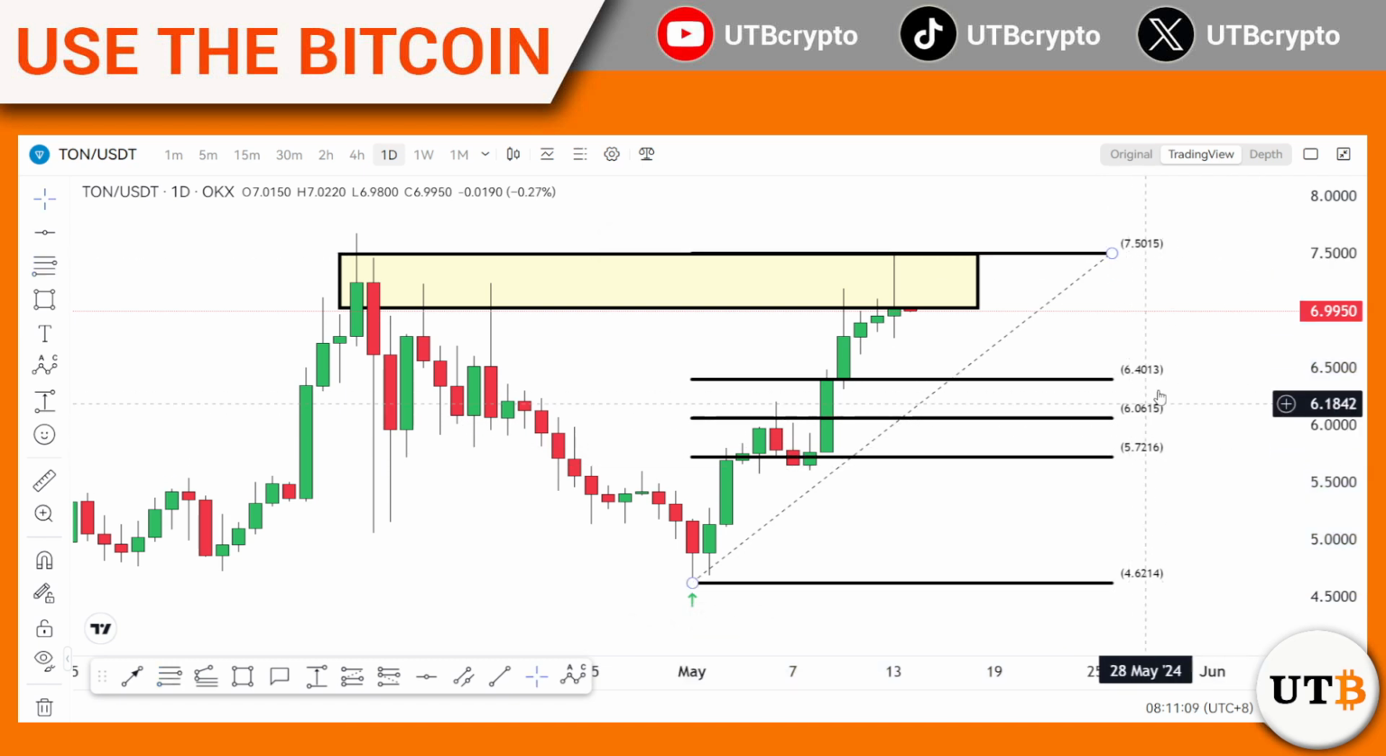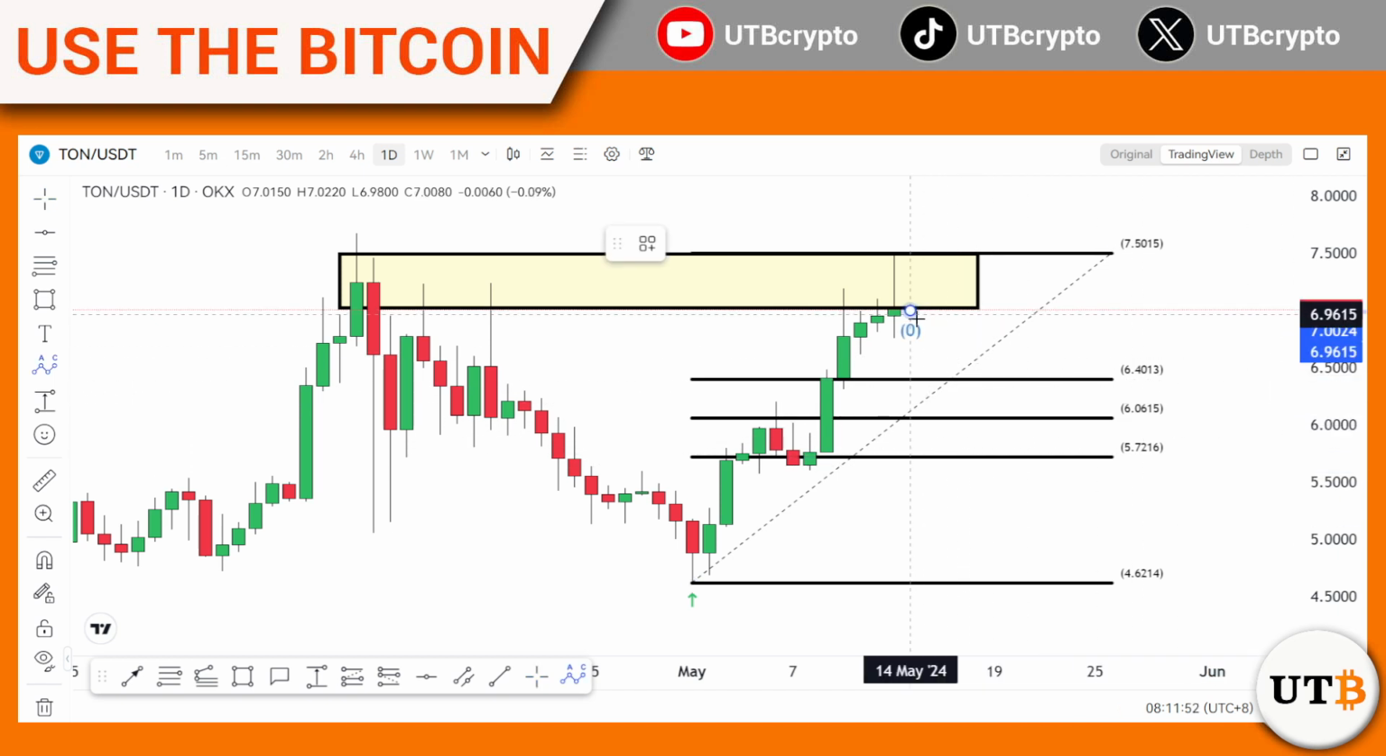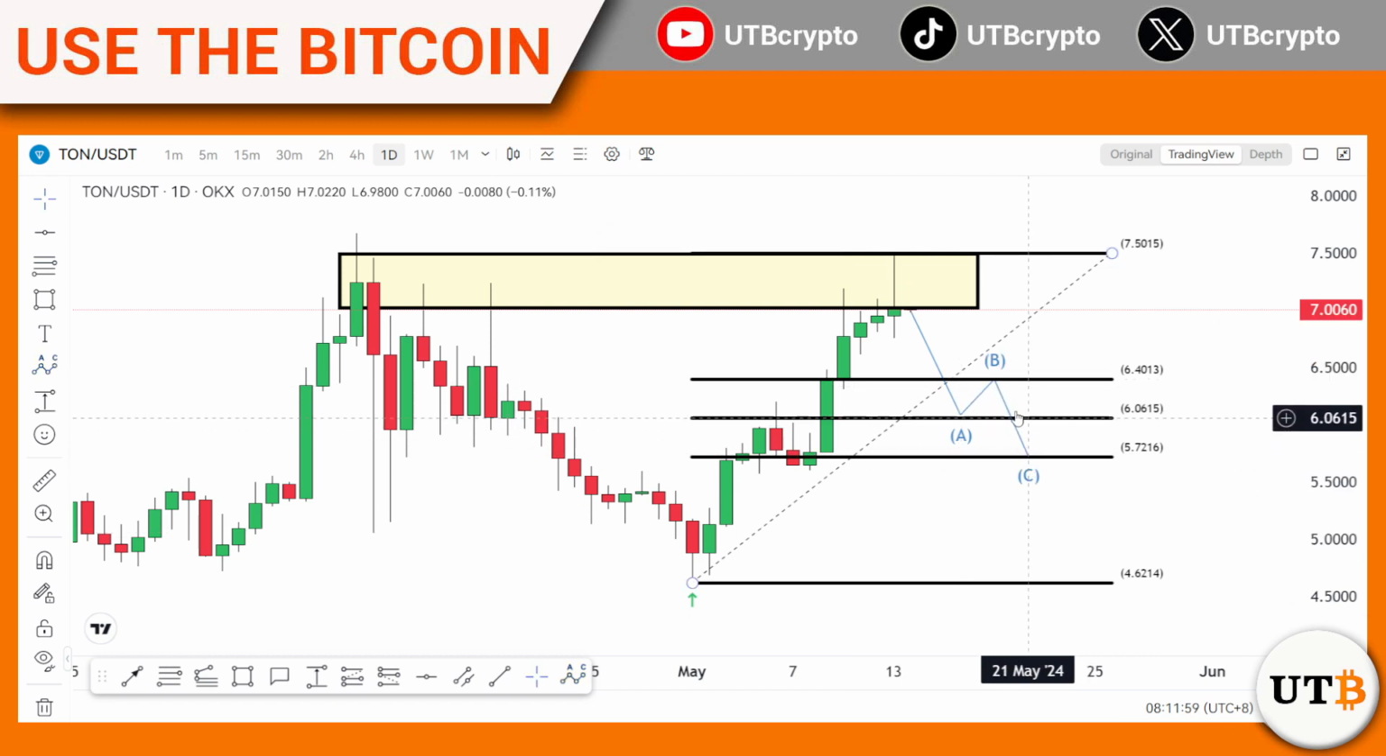As you can see, the possible areas, or the best areas, for us to buy TON again would be at around 6.40, or 6.06, to around 5.72. Those are the possible areas where we might see TON bounce back again, when it goes down to around here, or here, or here. I will be buying back TON again at those levels.